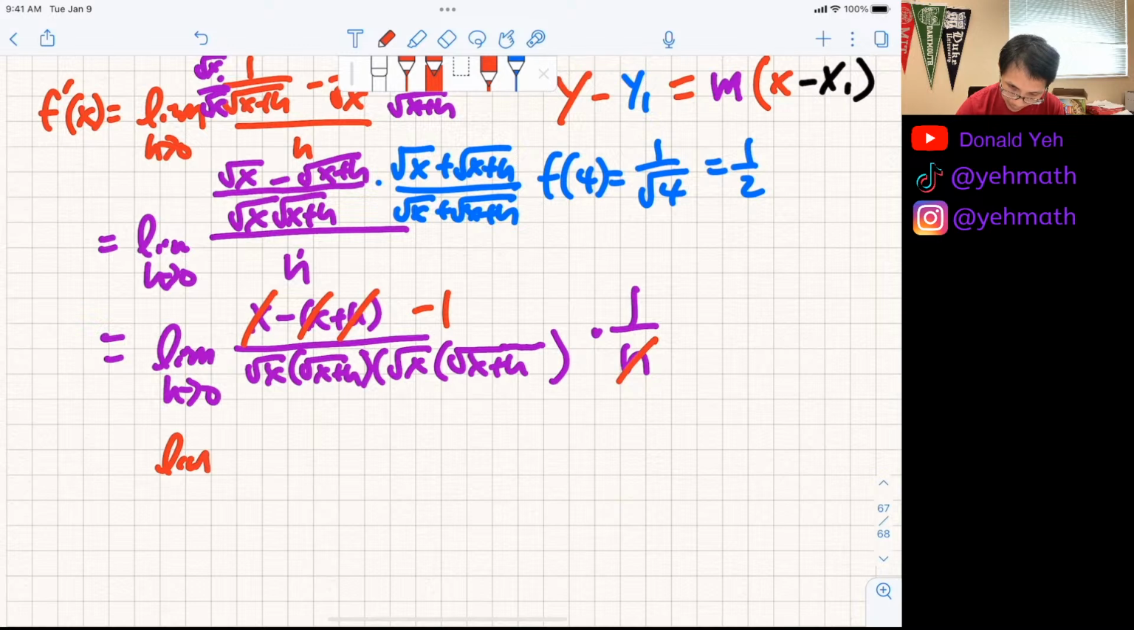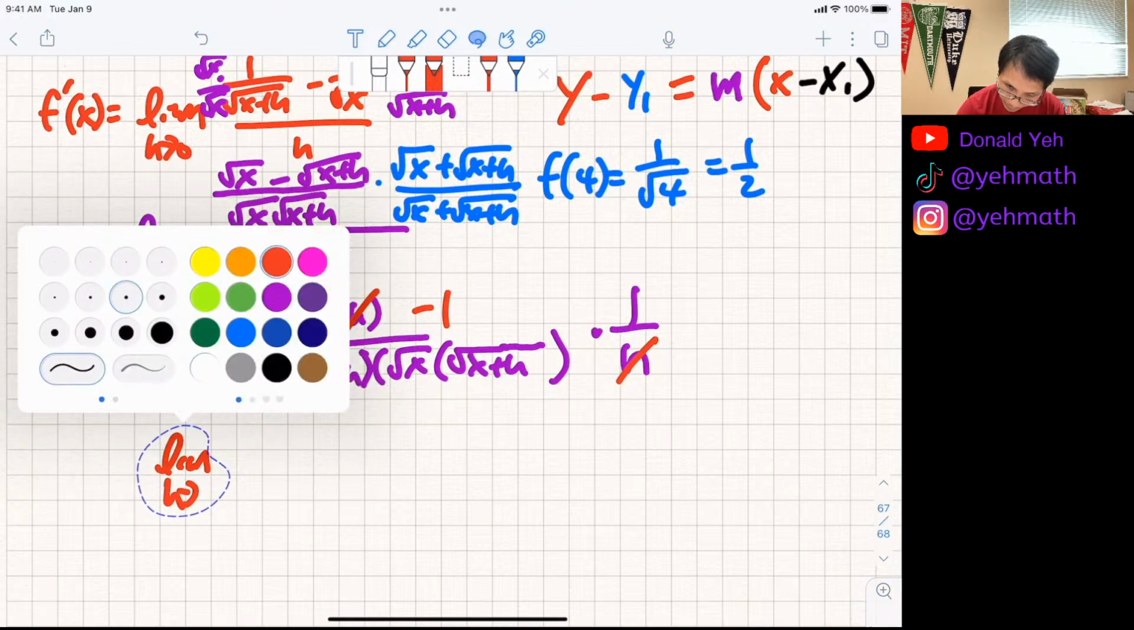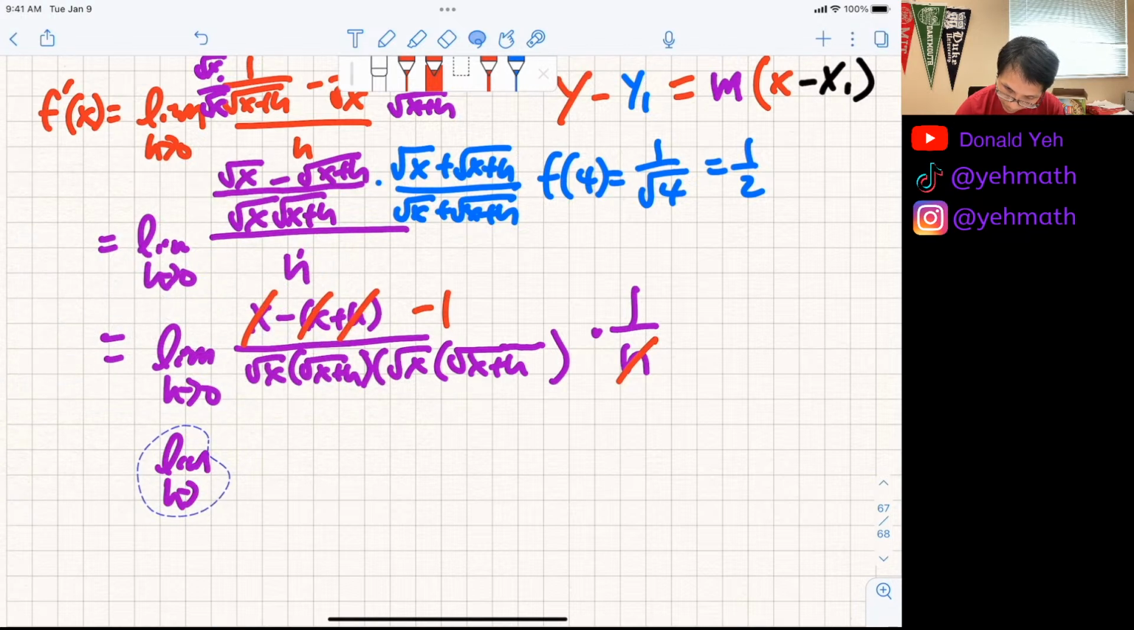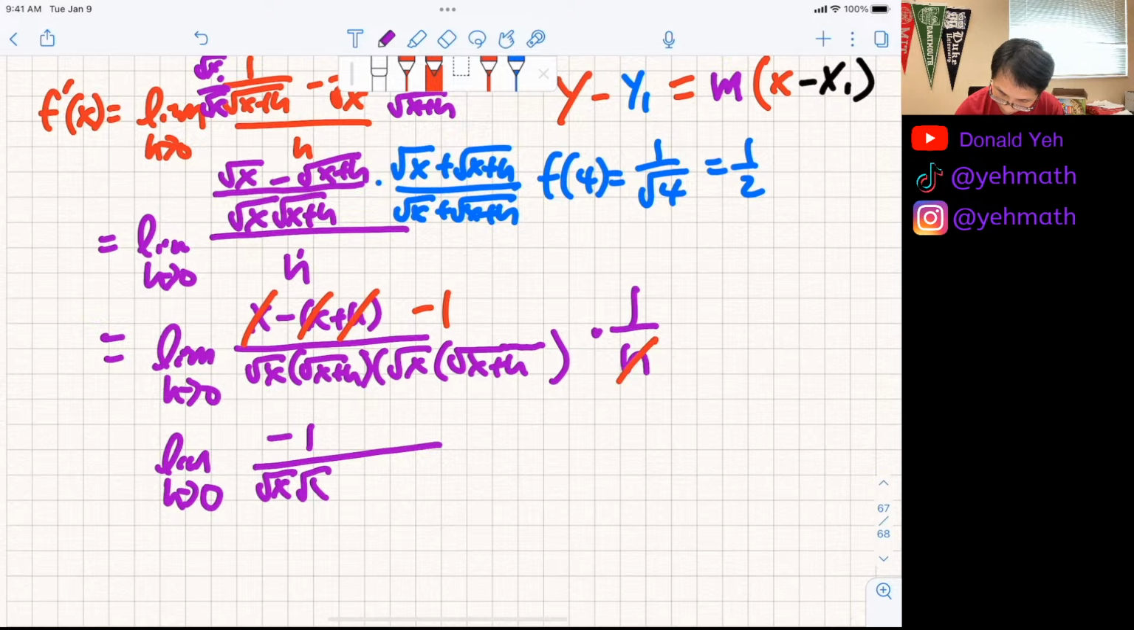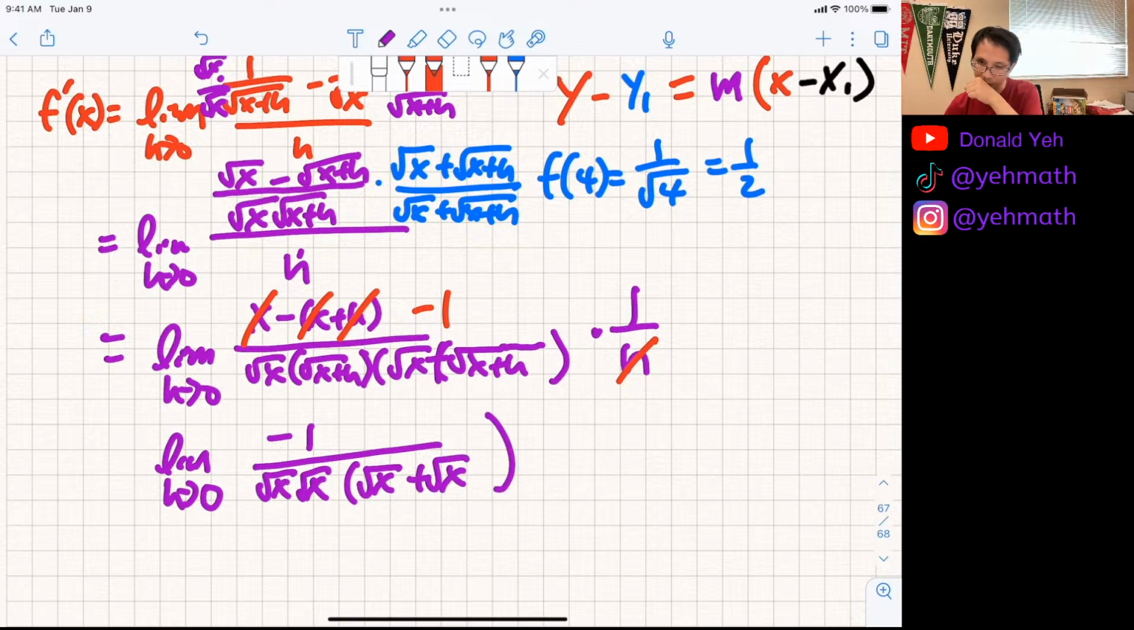So that's going to be the limit as h approaches 0. Sorry, that should be a different color. h approaches 0. And then I'm going to get -1. And I'm going to plug in 0. So it'll be square root x times square root x. Something is wrong. This is a plus. Sorry. This is a plus. So it'll be plus square root x. Then I will get -1 over x.